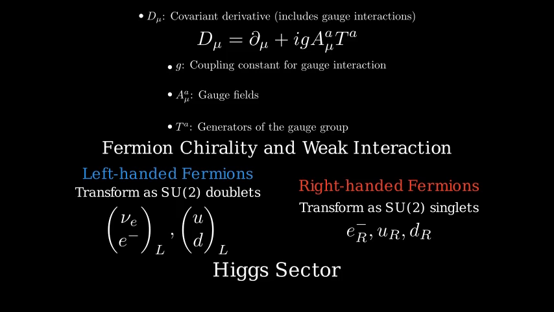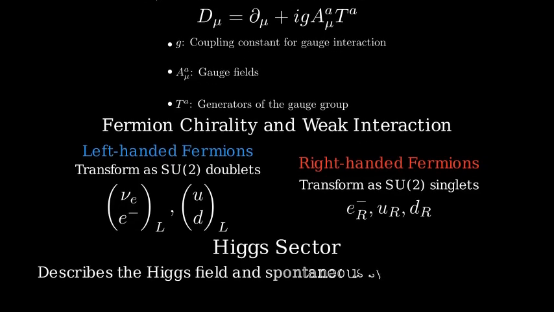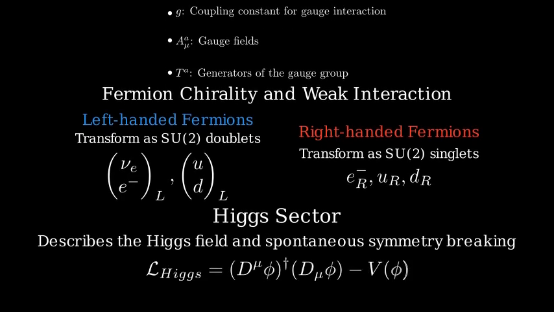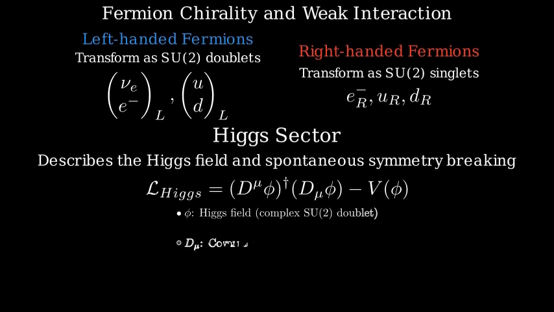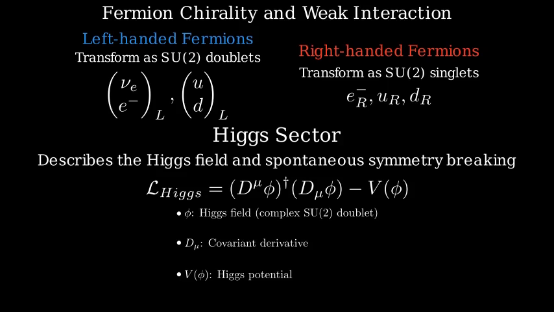Now, let's discuss the Higgs sector of the Lagrangian, which is responsible for the generation of particle masses. The Higgs sector describes the dynamics of the Higgs field, which acquires a non-zero vacuum expectation value, v, through spontaneous symmetry breaking. The Higgs Lagrangian is given by L_Higgs equals (D^μ φ)† (D_μ φ) minus V(φ), where φ is the Higgs field, a complex SU(2) doublet, D_μ is the covariant derivative. V(φ) is the Higgs potential.